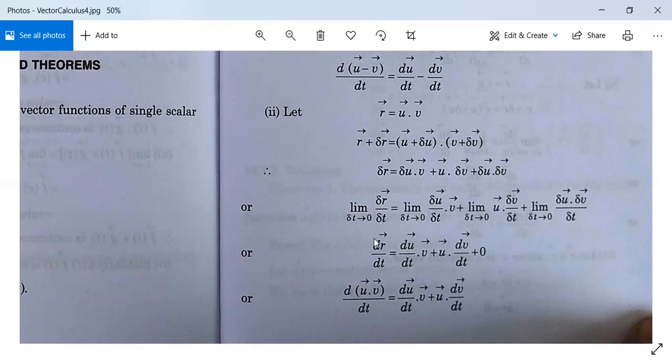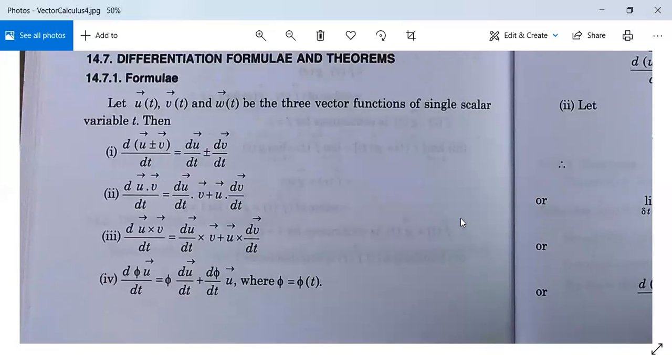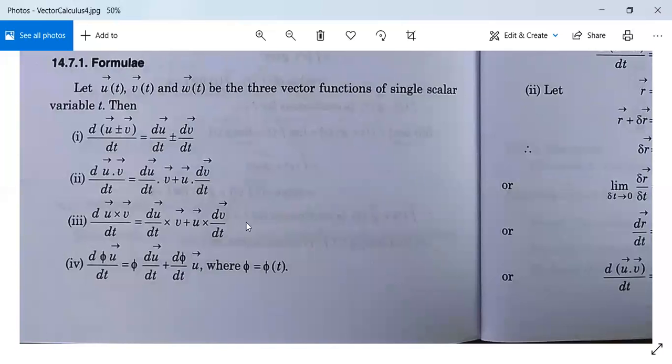So limit delta t tends to 0 of delta r by delta t is equal to limit delta t tends to 0 of delta u by delta t dot v plus limit delta t tends to 0 of u dot delta v by delta t plus limit delta t tends to 0 of delta u dot delta v by delta t. Since this is a very small quantity, we will neglect this one. So this is equal to d/dt of r is equal to du/dt dot v plus u dot dv/dt plus 0, or d/dt of u dot v is equal to du/dt dot v plus u dot d/dt of v. So this portion is also proved. Your second part is also proved. Now we have the third part, this one.